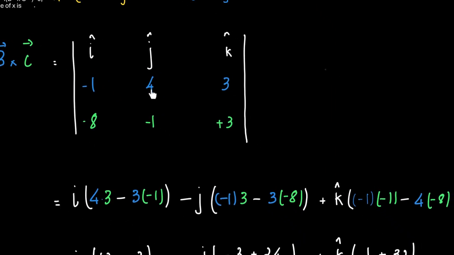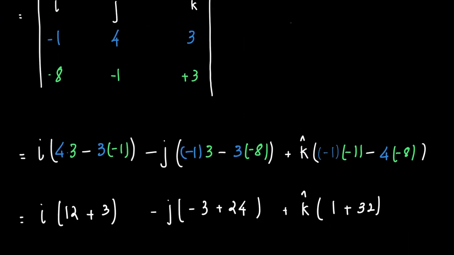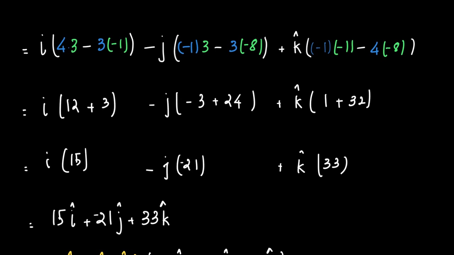How do we do that? I times (4 times 3 minus 3 times -1), minus J times (when we use J, we neglect this column and this row) (-1 times 3 minus 3 times -8), and K times (-1 times -1 minus 4 times -8). Okay, everything looks good so far.